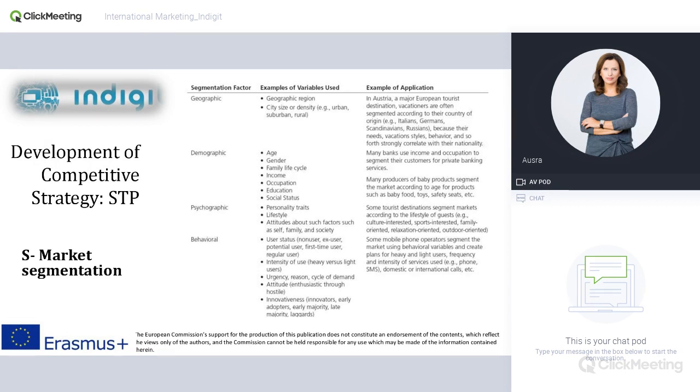Here you see the main market segmentation criteria and even examples. For example, in the case of geographic segmentation, examples of variables used could be geographic region, city size, or density. For example, in Austria, a major European tourist destination, vacationers are often segmented according to their country of origin because their needs, vacation styles, behavior, and so forth strongly correlate with their nationality.